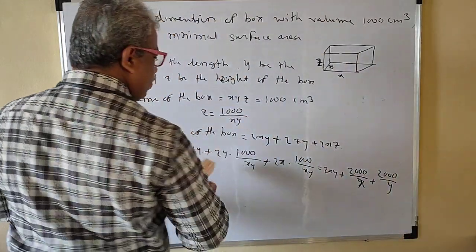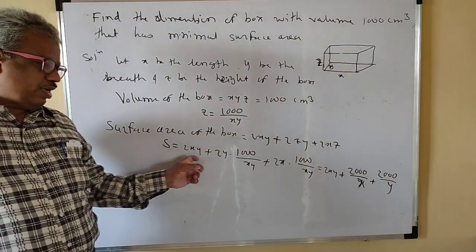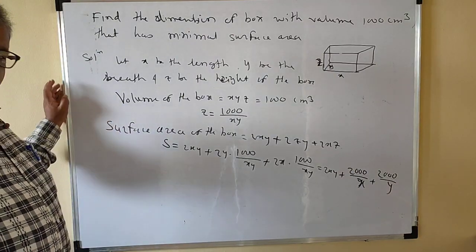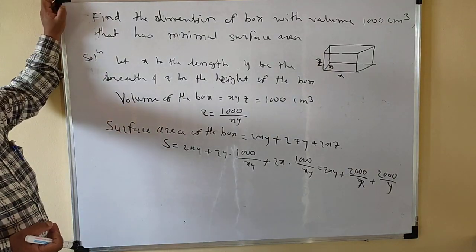Okay, now we get a two variable function. What we do is differentiate partially with respect to x and partially with respect to y, set them equal to 0, and we will find the values of x and y.